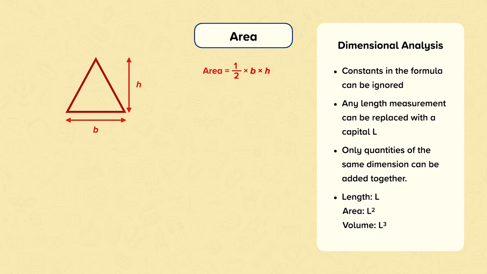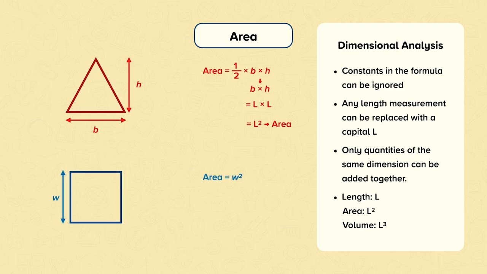For a triangle, let's ignore that constant, in this case of a half. Replace both lengths with a capital L, and we get L times L, which gives L squared, as expected for an area. For a square, we have the formula W squared. There are no constants to remove in this case, as the squared is an operator, so this just becomes the dimensions of W squared, which is L squared, just as we expected.